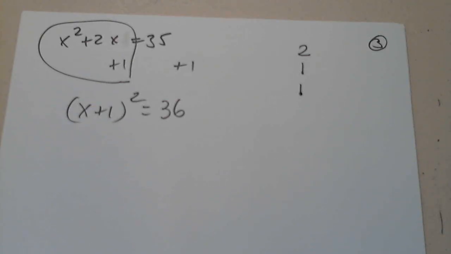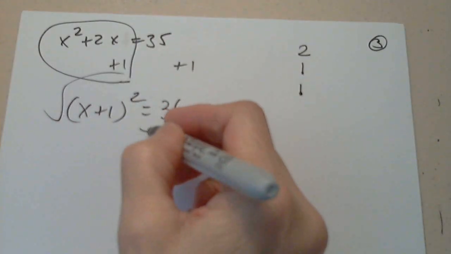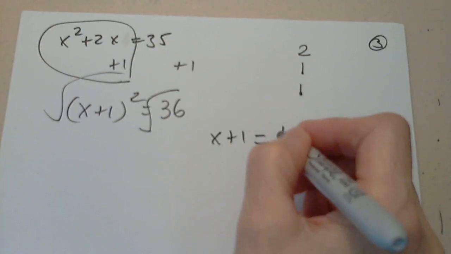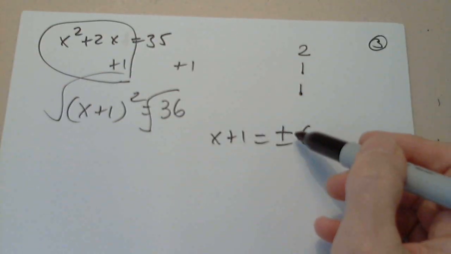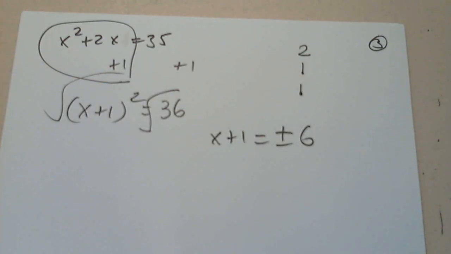Now I have completed the square on the left-hand side. I have a positive number on the right-hand side, 36. So now I can take the square root and I get x plus 1 equals plus or minus 6. Remember, plus or minus do not come from the square root. Never say the square root of 36 is plus or minus 6. No, the square root of 36 is only positive 6.